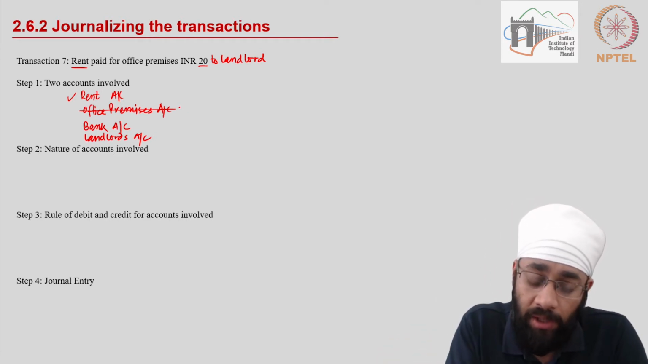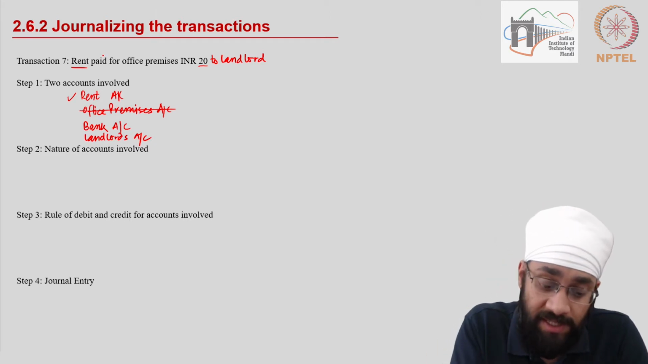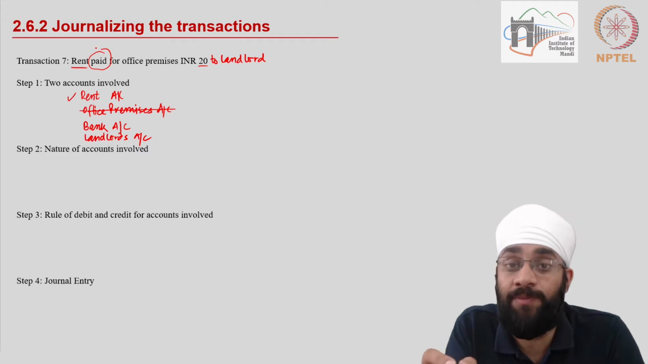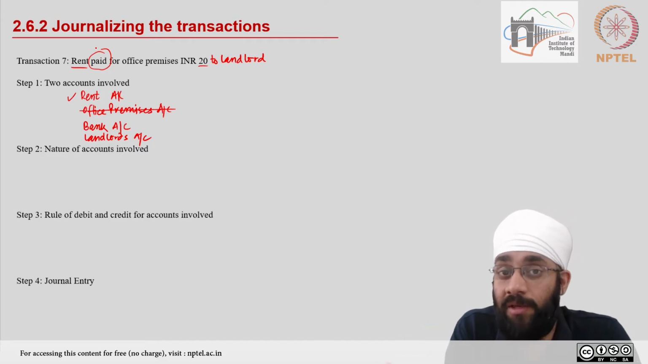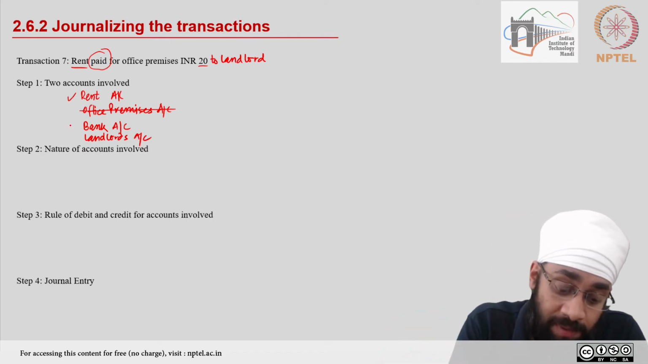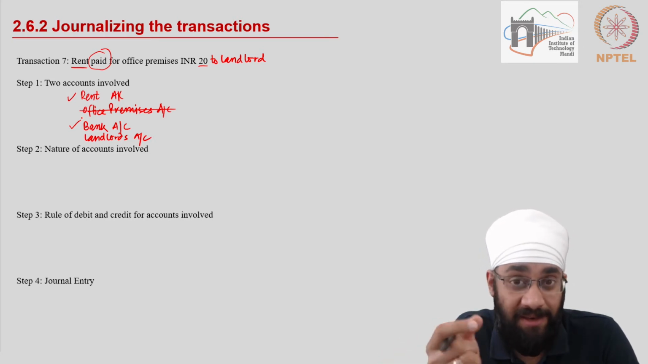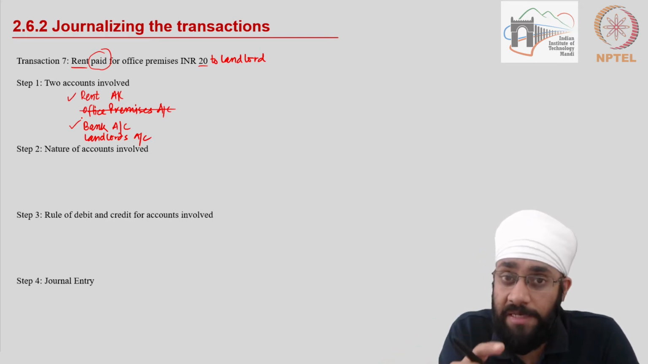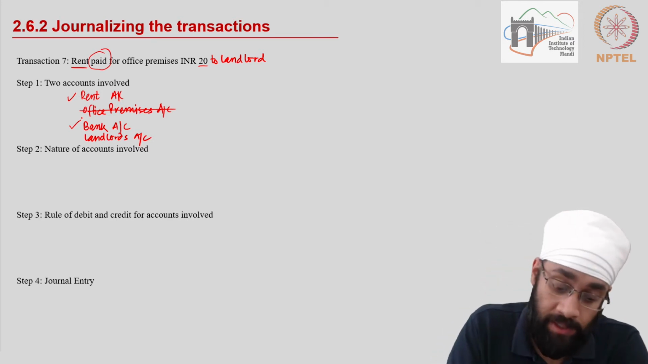Then you have bank account. Rent is being paid to the landlord or not. So it says rent paid. Rent has been paid. It must have gone through the bank account of the company to the bank account of the landlord. So bank account is involved certainly. Since we've identified two accounts, clearly the landlord's account is irrelevant now. However, I will still justify why this account is not a viable option.